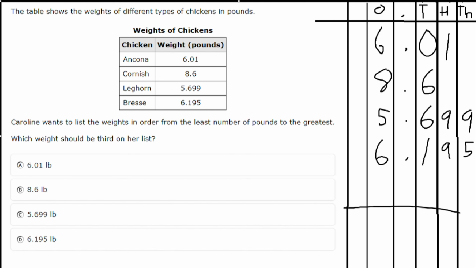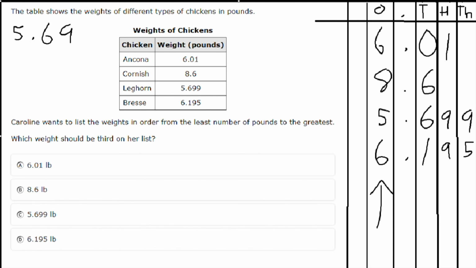So we're going to the right side, basically. So we're starting on the left with the ones place value right here. Which one is the smallest? The smallest number we have here is a 5. So that means our Leghorn is going to be the least at 5.699.